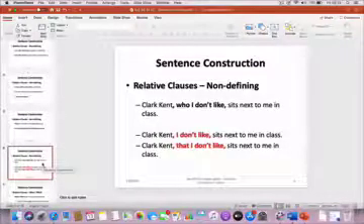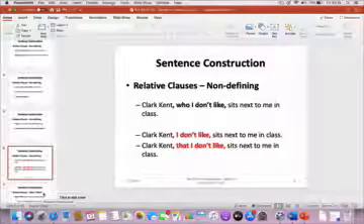Example here, Clark Kent, who I don't like, sits next to me in class. Perfectly good sentence with a non-defining clause. I cannot say Clark Kent I don't like sits next to me in class because there is no relative pronoun. Equally, Clark Kent that I don't like sits next to me in class. I don't like is a non-defining clause. I cannot use that because it is non-defining. I need to use who in this case. So like I said, I try to avoid the use of that to avoid confusion.